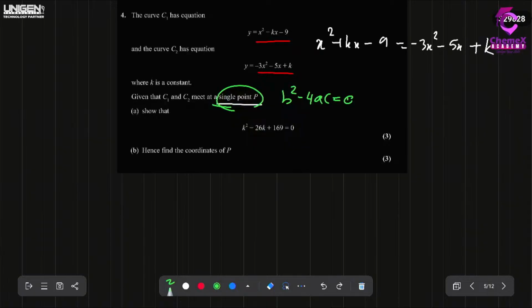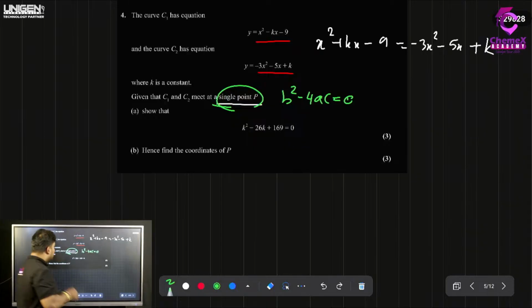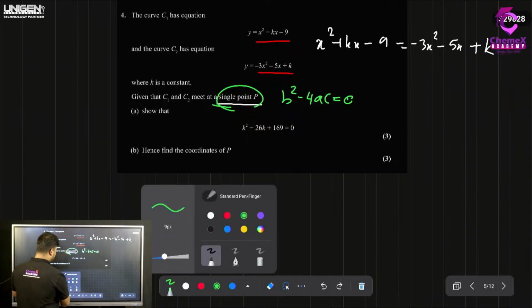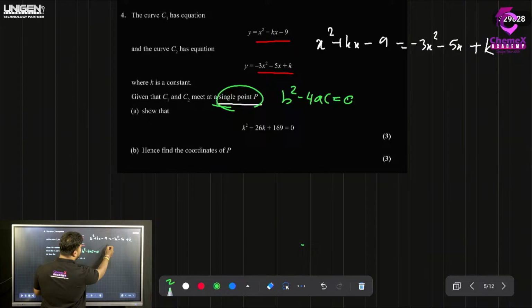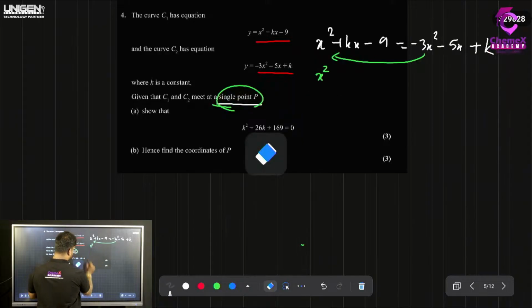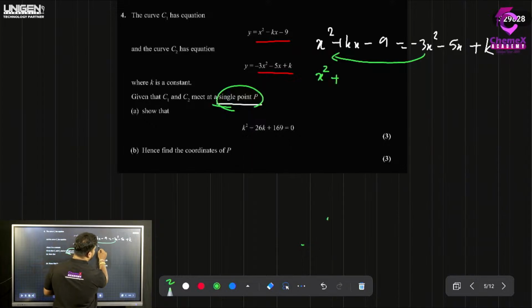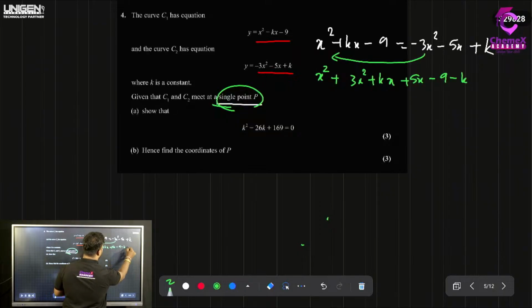Now how do you proceed from there? First, you have to solve this equation out. I have to take the 3x squared to this side, so I'll just erase this part. So x squared plus 3x squared plus kx plus 5x minus 9 minus k is equal to 0.